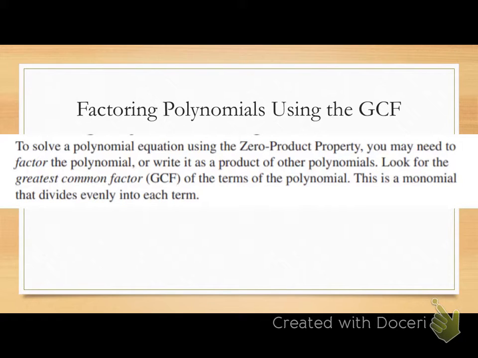To solve a polynomial equation using the zero product property, you may need to factor the polynomial first, or write it as a product of other polynomials. That's what factoring means. Look for the greatest common factor, like I said, we call it GCF, of the terms of the polynomial. This is a monomial that divides evenly into each term. So we're going to factor out first, and then we're going to be able to solve our equation.